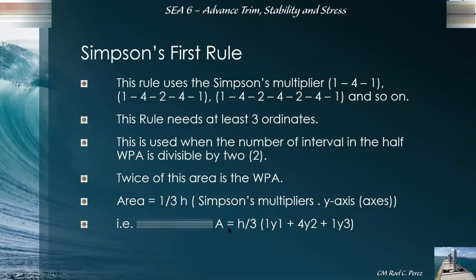Area equals, in-apply na natin yung 1/3, h over 3 multiplied by 1 times y1 plus 4 times y2 plus 1 times y3. So, i-simplify nyo na, no? Tanggalin nyo na yung 1, y1 na lang, plus 4 times y2 plus y3. Okay? Understood or not? Any question? Sir, wala. Sample, sir. Sample problem. Sample problem. Okay.